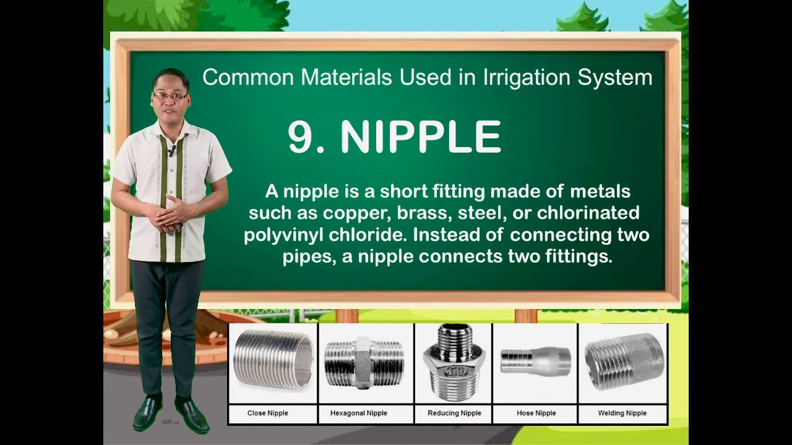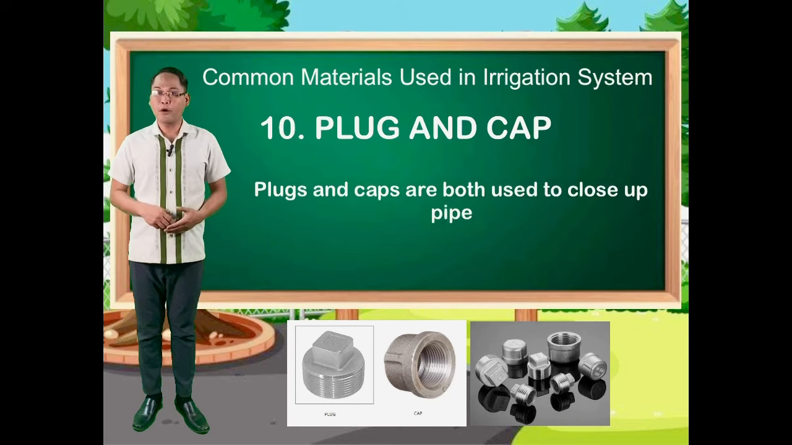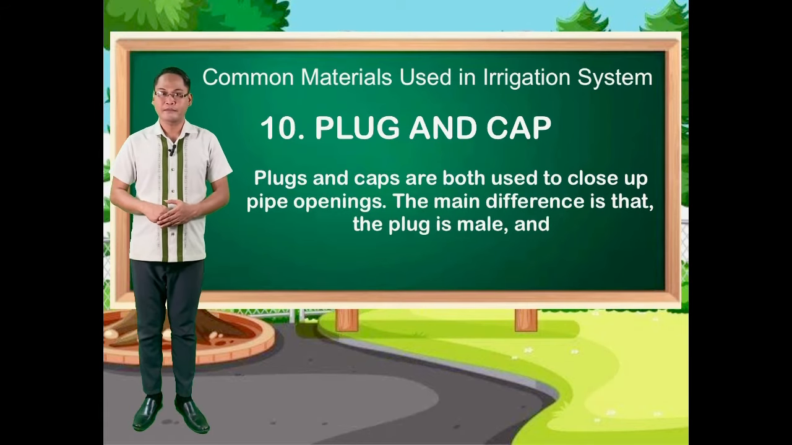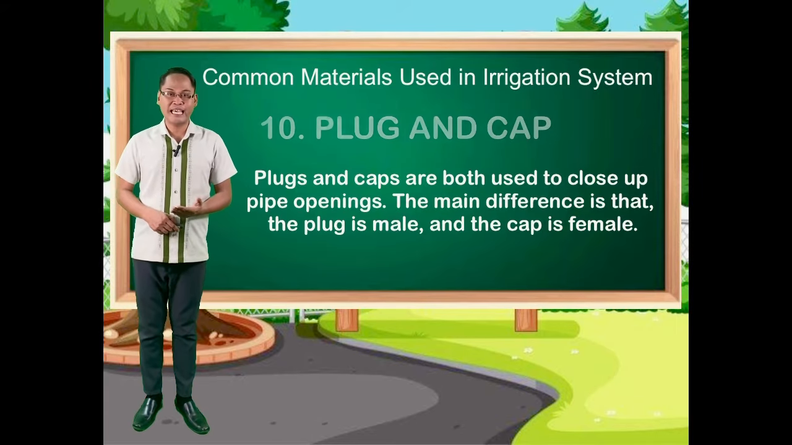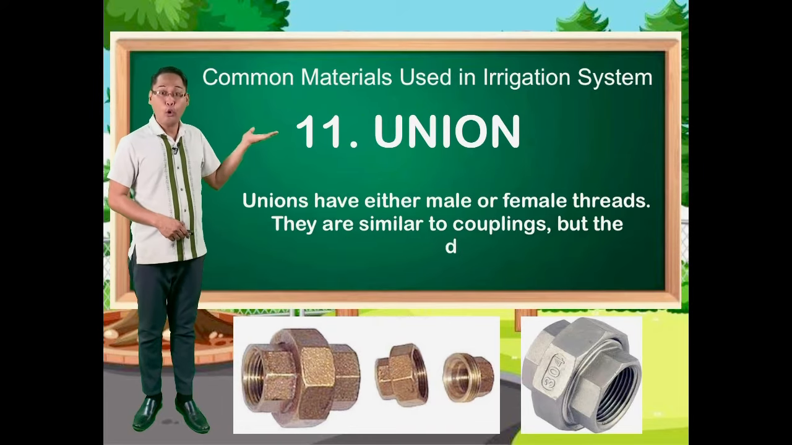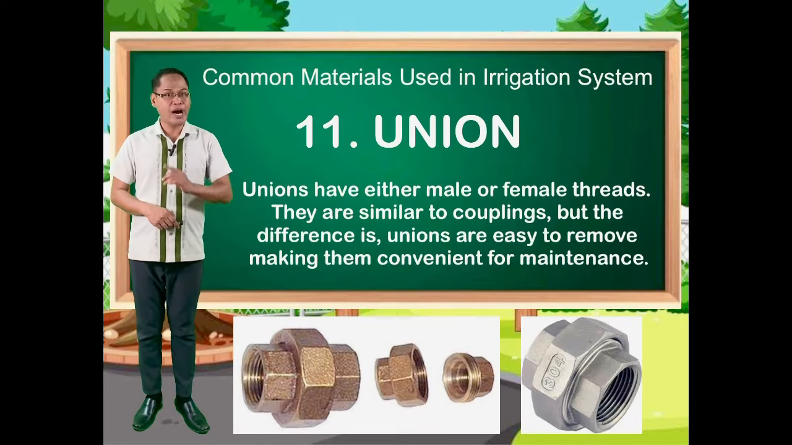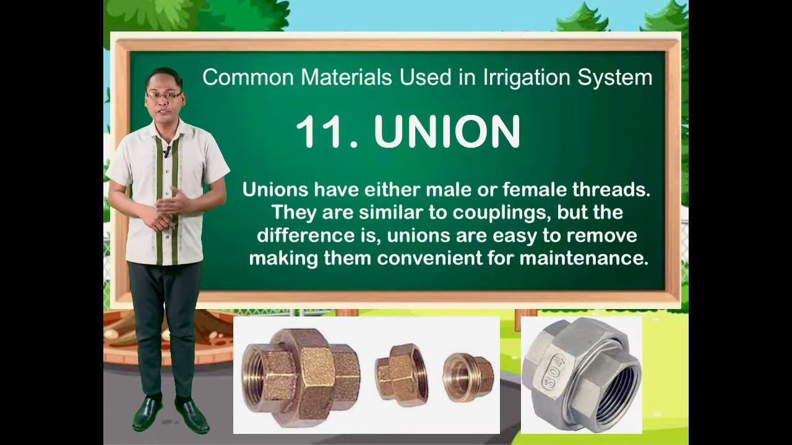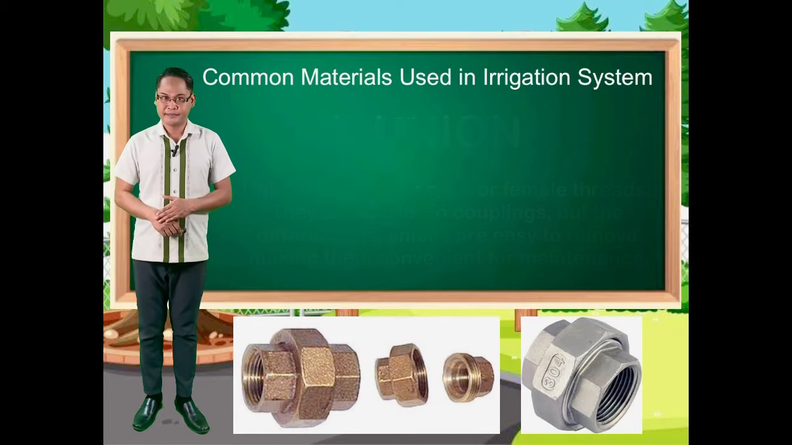The 10th example of fittings is the plug and cup. Plugs and cups are both used to close up pipe openings. The main difference is that the plug is male and the cup is female. The 11th example of fittings is union. Unions have either male or female threads. They are similar to couplings, but the difference is unions are easy to remove, making them convenient for maintenance.